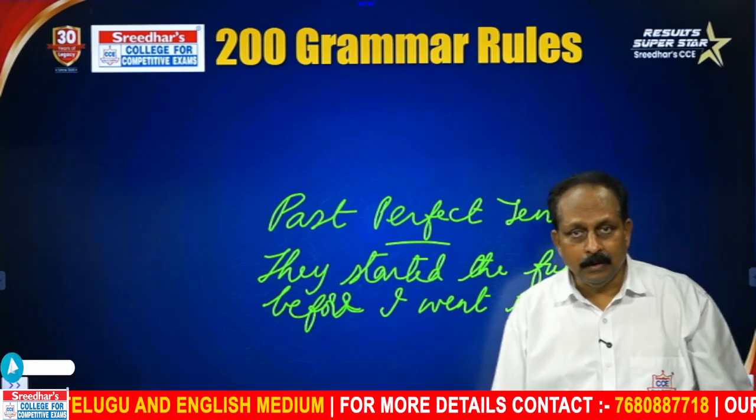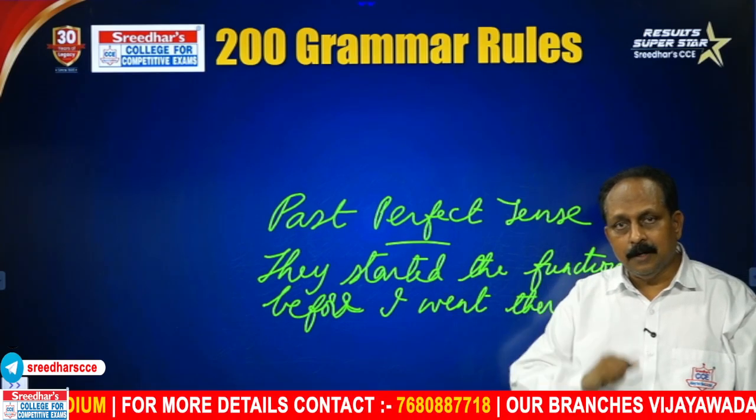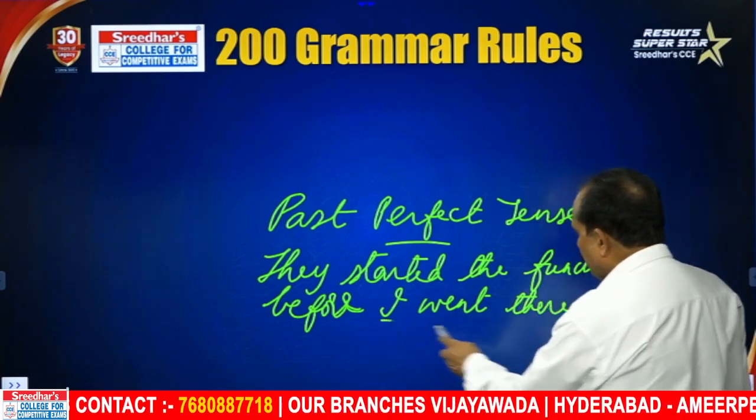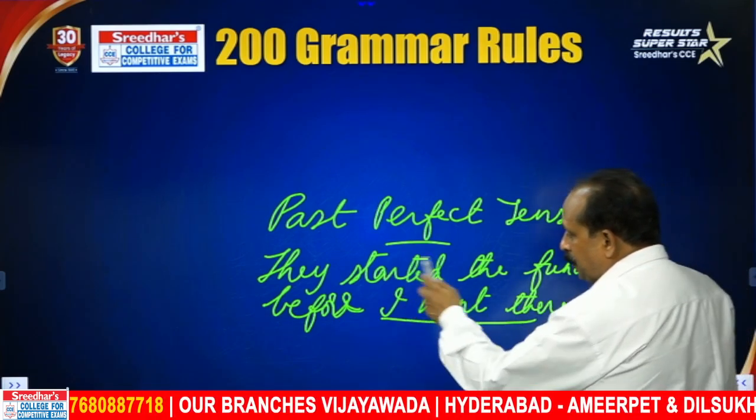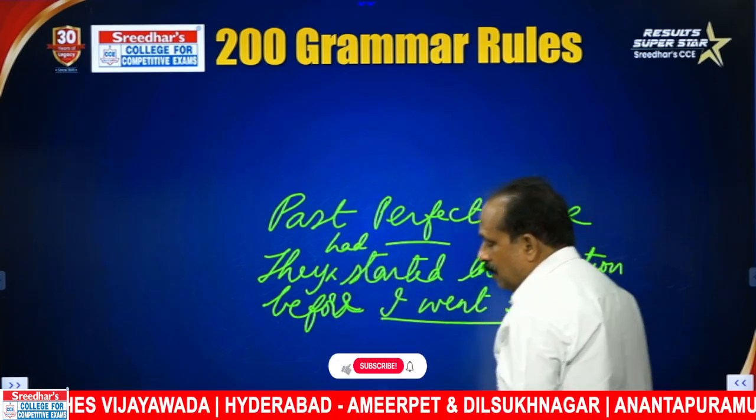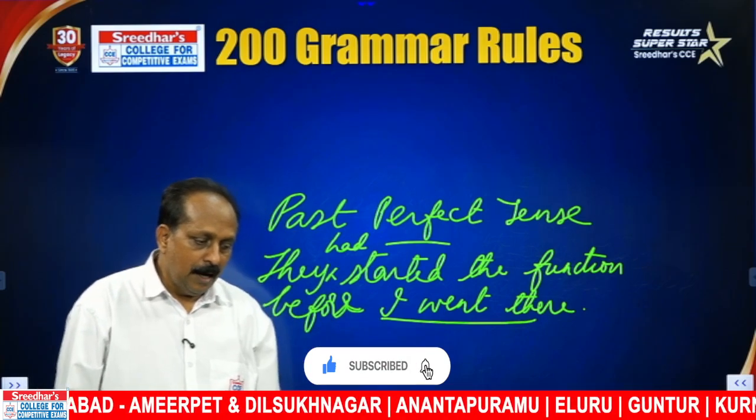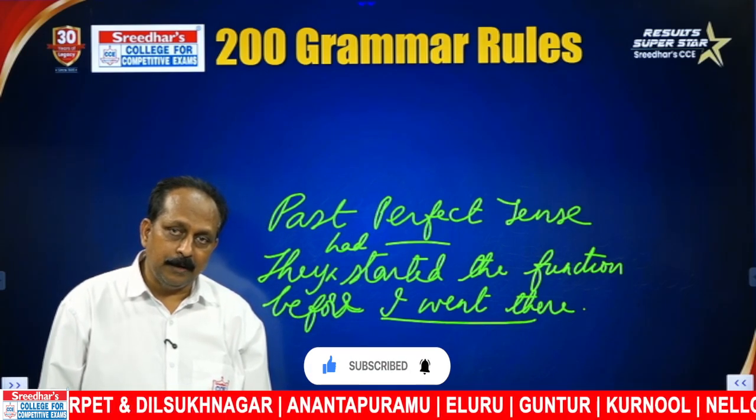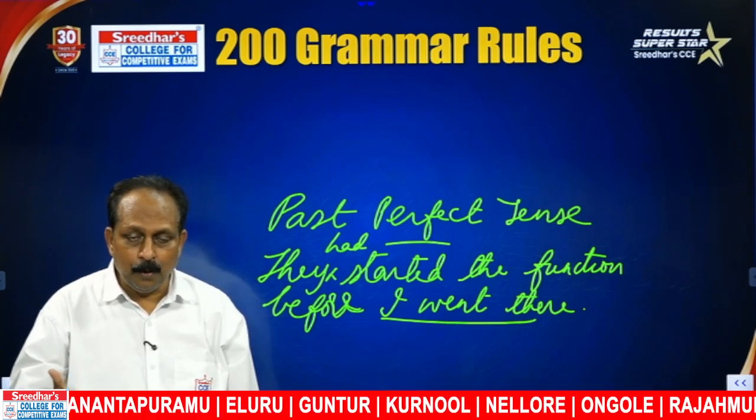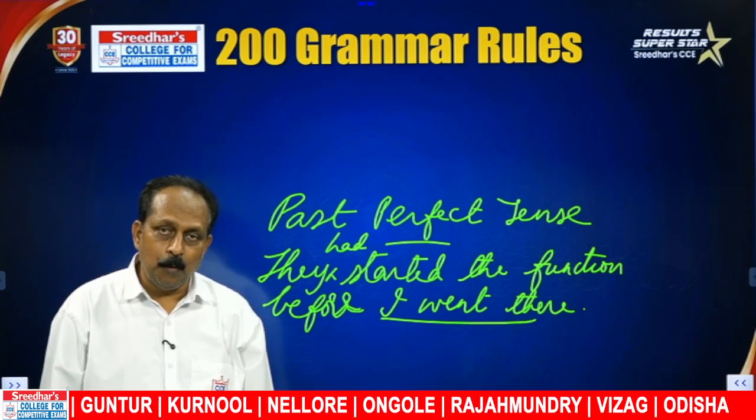Is this right or wrong? It is wrong. Here we have two actions. First action, they started the function. Second action, I went there. Second action should be in past, nothing wrong here. But first action should be in past perfect. It is in past tense. So what is the correct sentence? They had started the program before I went there. I hope you got the subtle difference. They started the program before I went there, wrong. They had started the program before I went there.